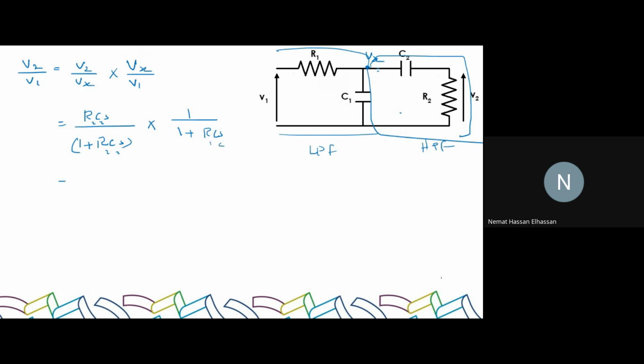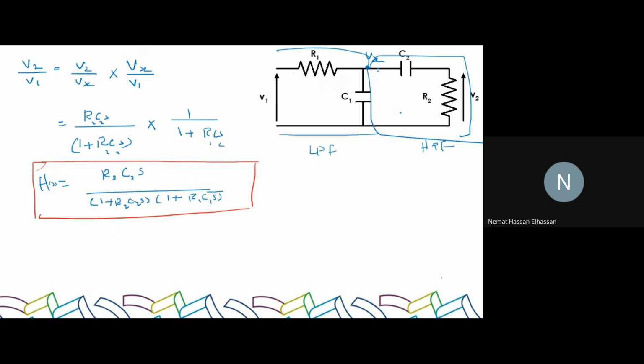So the transfer function is R2C2S divided by (1 plus R2C2S) times (1 plus R1C1S), right? Now, if you look at this transfer function, can we define its components? Do we have zeros? Values of S that make the numerator 0, which is a zero at the origin, perfect.